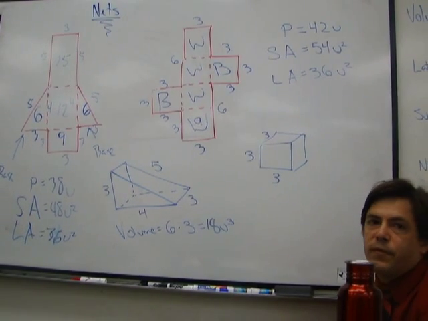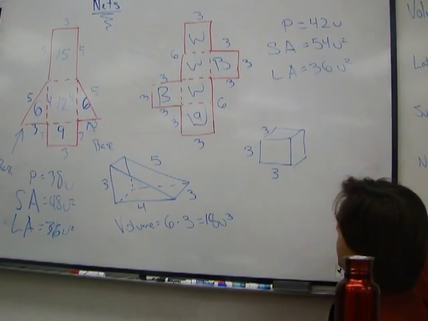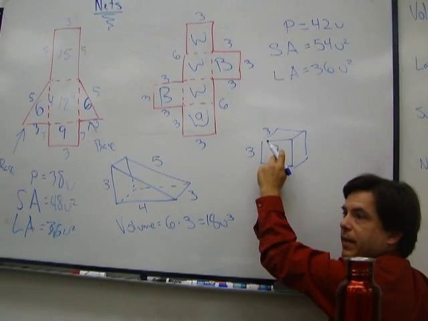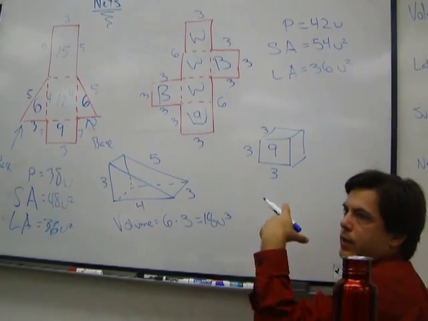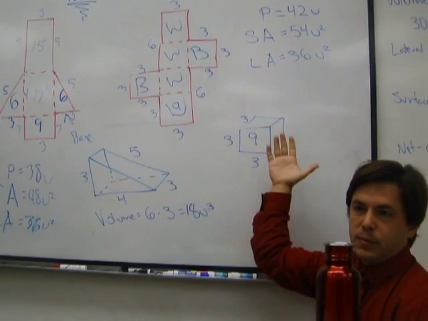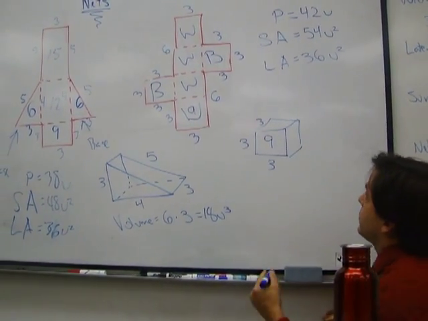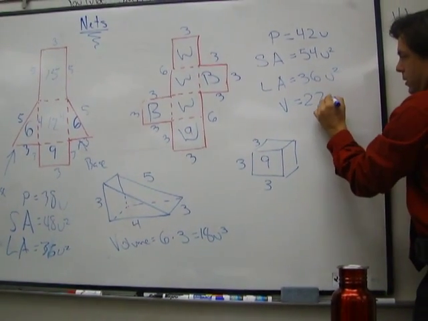Okay. So if you want to do the volume, well, what's the area of the front of it? 9. So we'll make that one of the bases. What's the area of the back of it? 9, right? So it's this times the distance between them. How far is it from the front to the back? 3. So 9 times 3 is going to be what? 27. So it's going to be 27 units cubed.